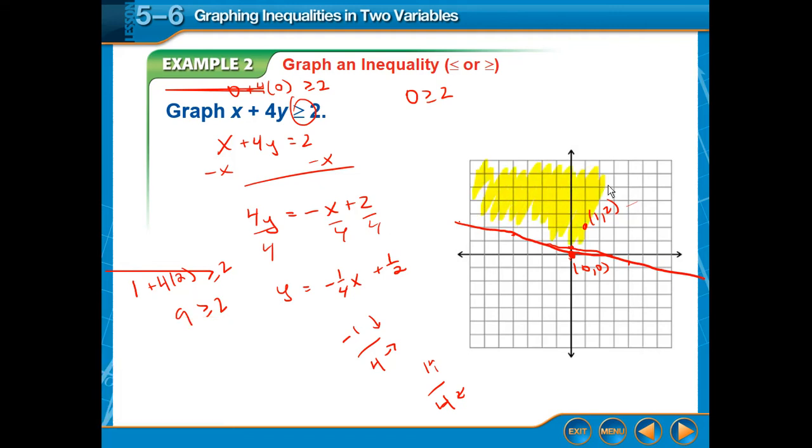So this is the side I want to shade of my line. Also, any point on the line would also give you a true statement. But anything below this particular line will not work.